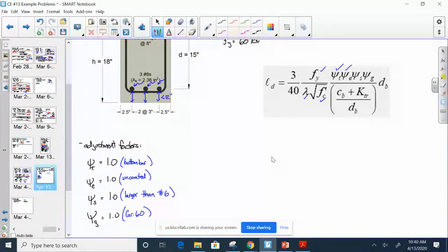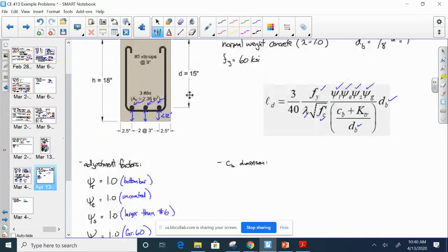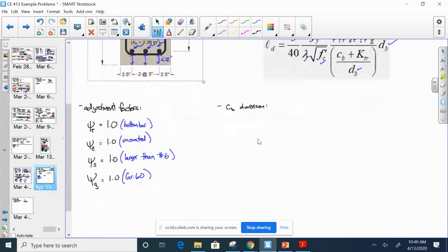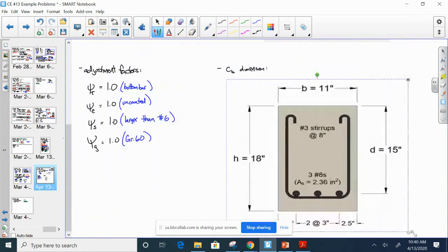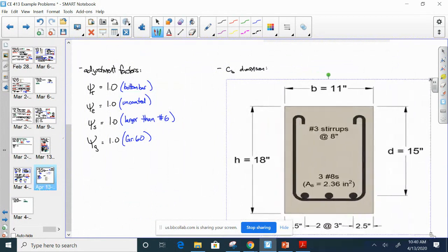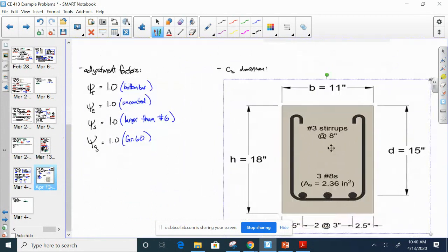So we got that, got that, got that. We know our bar diameters, we got that. So all we need are the CB values and the KTR values. So let's look at CB next. So our CB dimension, I'm actually going to recopy this and move this down here. That's fine. It doesn't matter if it's stretched out a bit.